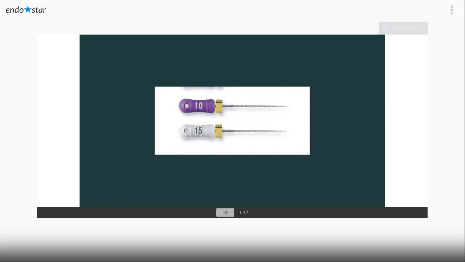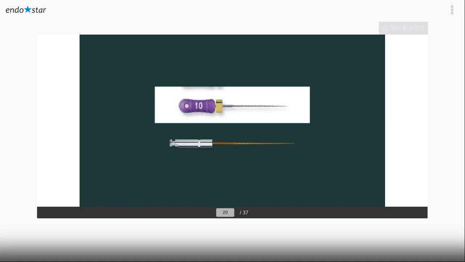Mechanical glide path files have been around for a while now. Endostar has recently introduced the Easy Path EP file. This file, sized at ISO 14 at the tip, can easily replace the 15K file for good. The tip being ISO 14 makes the jump from 10K not so big. Moving on to our next slide.